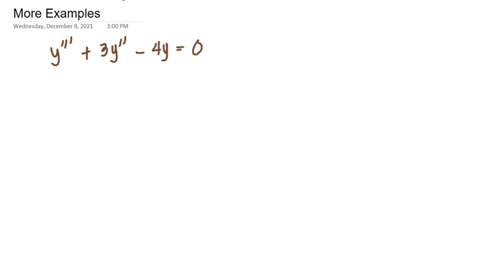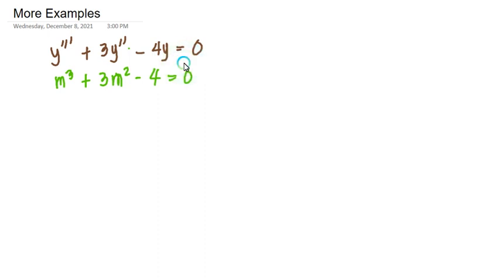Again, we need to convert it, or we need to find its auxiliary equation. We find the roots so that we can get the general solution. So, we have the auxiliary equation: m cubed plus 3m squared, because of the double prime, minus 4. We remove the y, so just minus 4, is equal to 0. And then, factor this one.